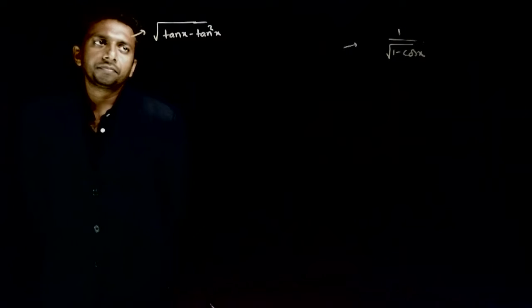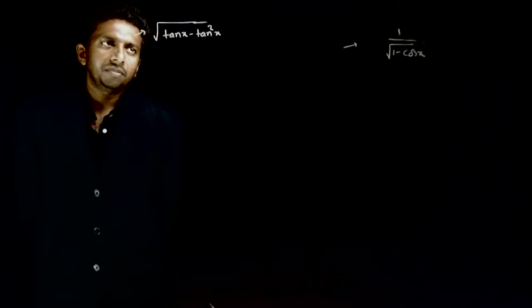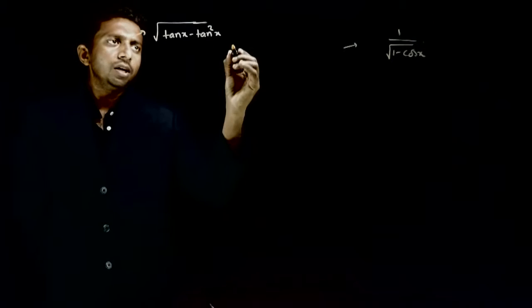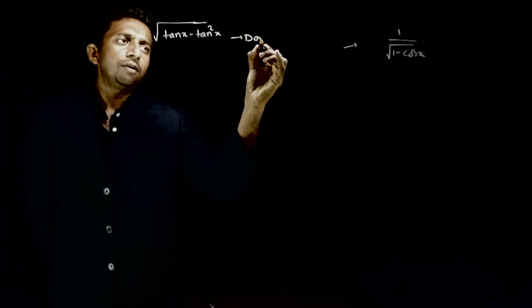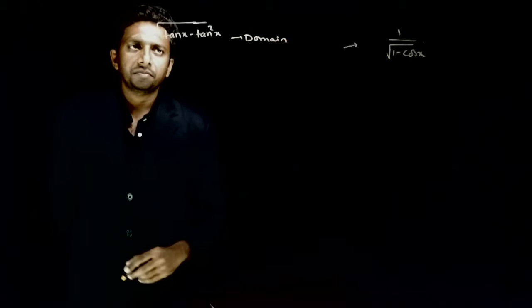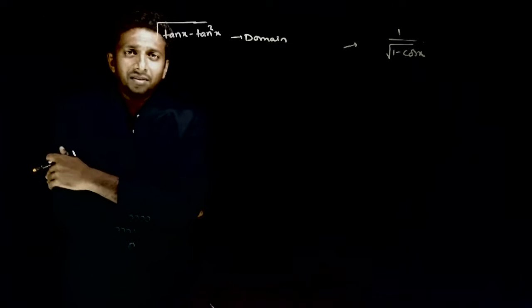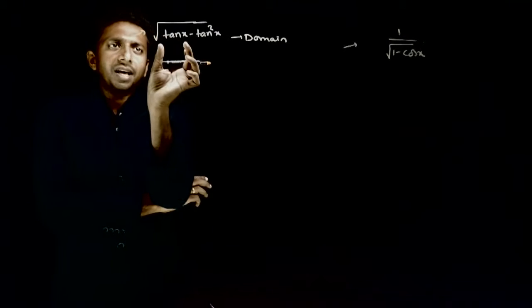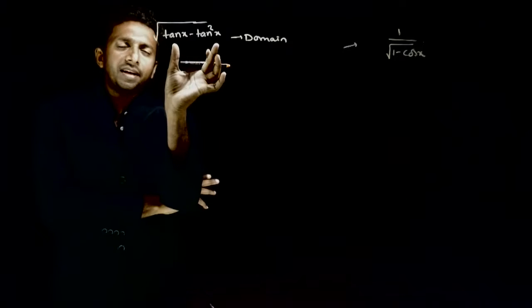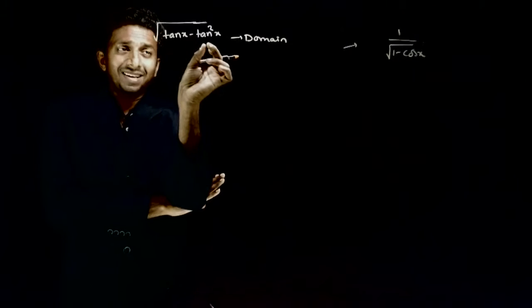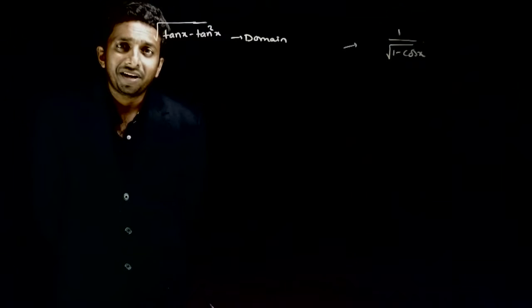वेलकम स्टूडेंट्स। सो लेट अस लुक एट दिस क्वेश्चन। इस क्वेश्चन में आपको दिया है रूट ऑफ tan x माइनस tan स्क्वायर x का डोमेन कितना है। ठीक है, यू हैव टू फाइंड द डोमेन ऑफ दिस फंक्शन। सो दिस फंक्शन इन्वॉल्व्स थ्री फंक्शंस। सो आप देख सकते हैं एक स्क्वायर रूट फंक्शन है, एक ट्रिग्नोमेट्रिक फंक्शन भी है इसमें, एंड यू हैव ए क्वाड्रेटिक फंक्शन, क्योंकि tan x माइनस tan स्क्वायर x यू हैव ए क्वाड्रेटिक फंक्शन.